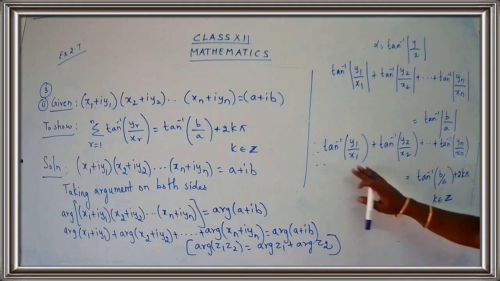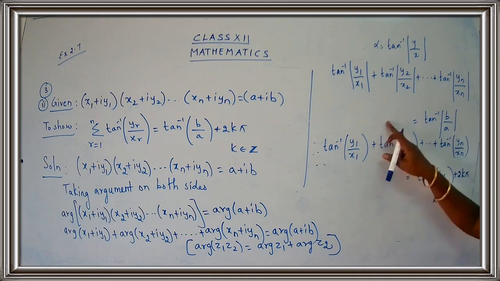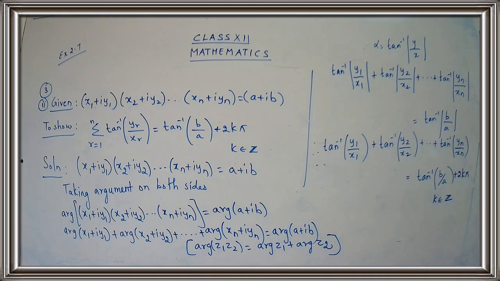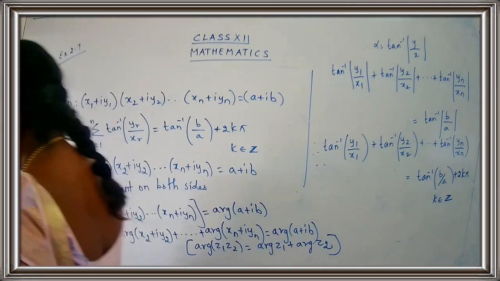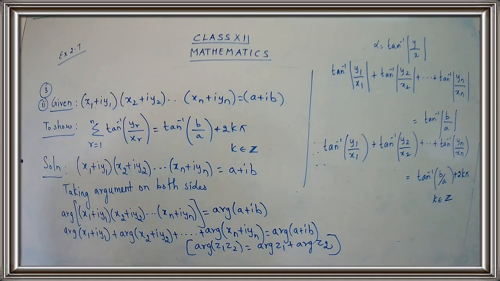So what we get here: tan inverse y1 upon x1 plus tan inverse y2 upon x2 plus tan inverse yn upon xn is equal to tan inverse b by a, and you have to just add 2k pi. This is the alternate form. You have already seen this in the previous cases. We just add 2k pi to the angle part. So k belonging to z. Okay, so now let's complete the final statement.